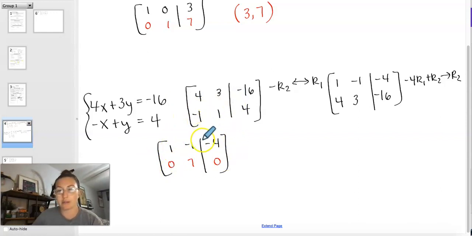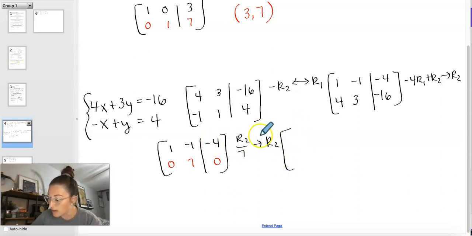Okay, so now we go to the next row. Your next goal is to get the 1 in the next column. So I need this 7 to become a 1. Hopefully we see how easy this one is. I can divide this whole row by 7 and that will become a 1. So I'm going to do row 2 divided by 7, and it's going to replace row 2.